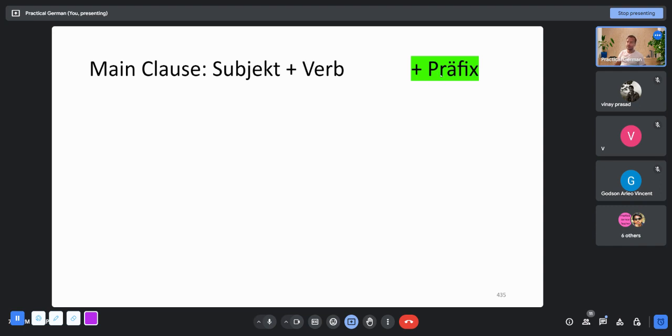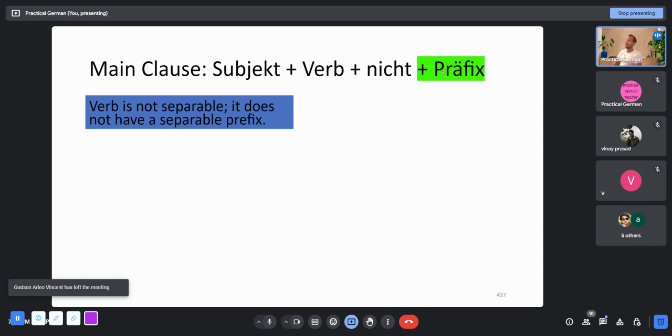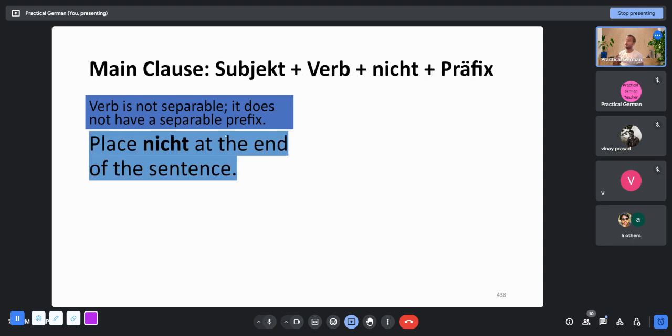Yeah. Now, where do you place nicht in this? You place nicht here. You place nicht before the prefix, or if there is no prefix, you just place nicht after the verb, right? So ich gebe nicht or ich gebe nicht auf. So if the verb is not separable, meaning there will be no prefix, you have to place nicht at the end of the sentence.